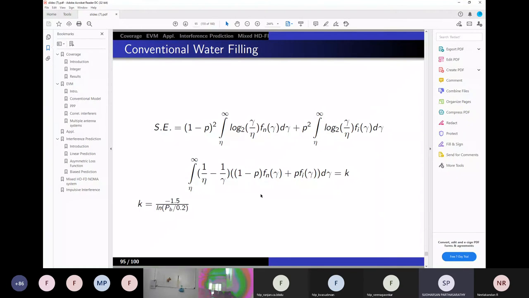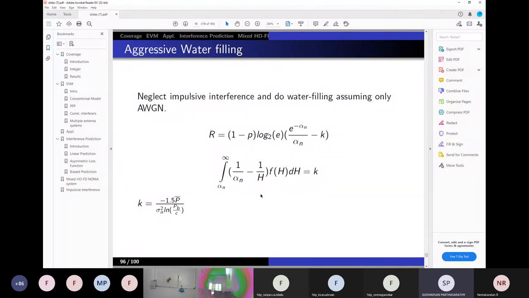Slide number 96. We propose two different approaches from what is there in Andrea's work. In the first approach, you neglect the impulsive interference completely and do water filling assuming only AWGN. So you just assume that there is no impulsive interference at all. If you do that, this is the rate that you will get, and you have to find this parameter alpha n numerically.